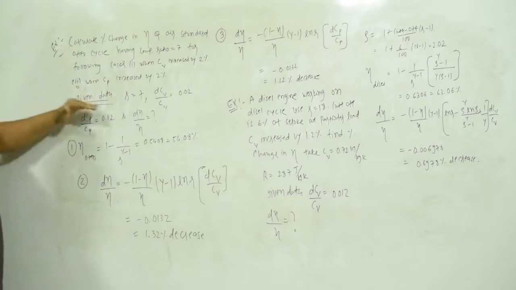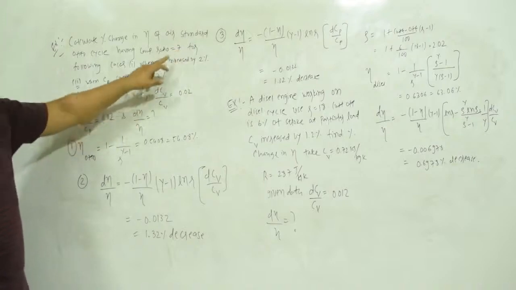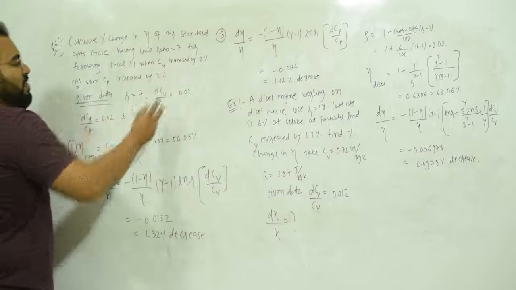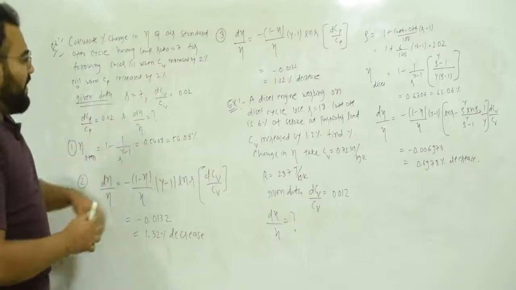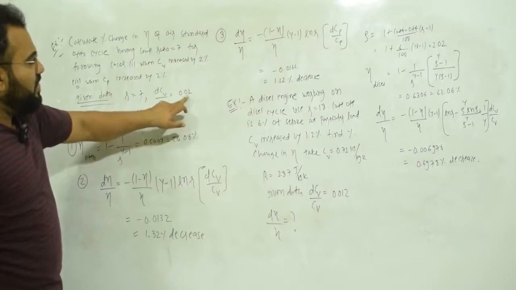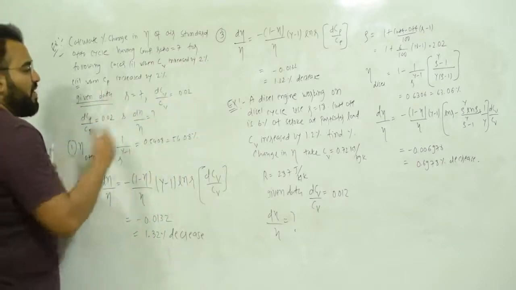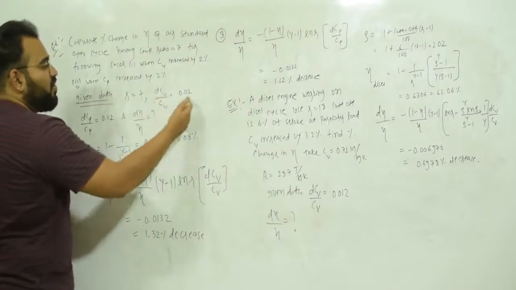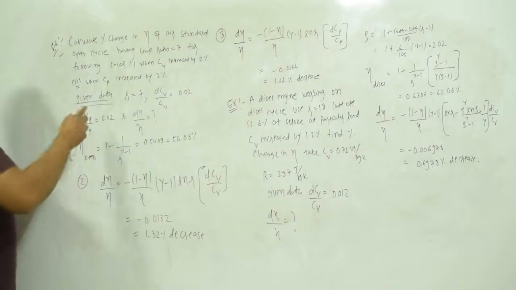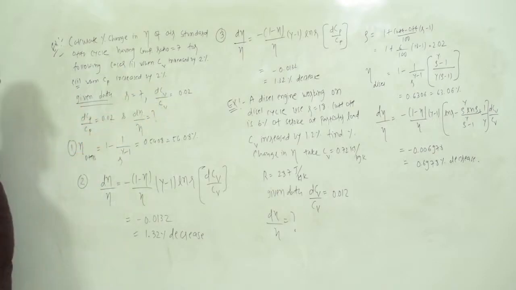For these two cases, we have to find the change in efficiency. In the given data, the first thing we have is compression ratio R, which is 7. Then they have given that CV is increased by 2%. So that means change in CV to the original CV, 2% means 0.02. So we can write dCV upon CV equal to 0.02. Same way, CP is increased by 2%, so dCP upon CP is also 0.02.